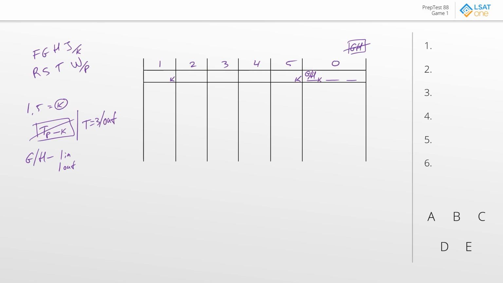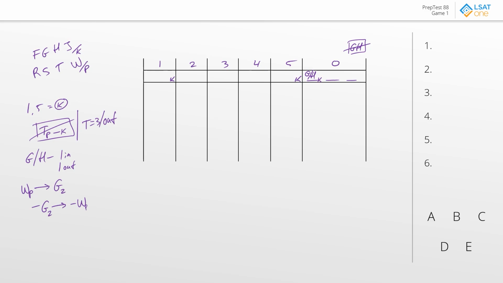And lastly, if W is included, then G must be in 2. So if we have a W, who is a puppy, then we have to have a G in the second position. The contrapositive says that if we don't have G in the second position, then we simply cannot have a W, who again happens to be a puppy.